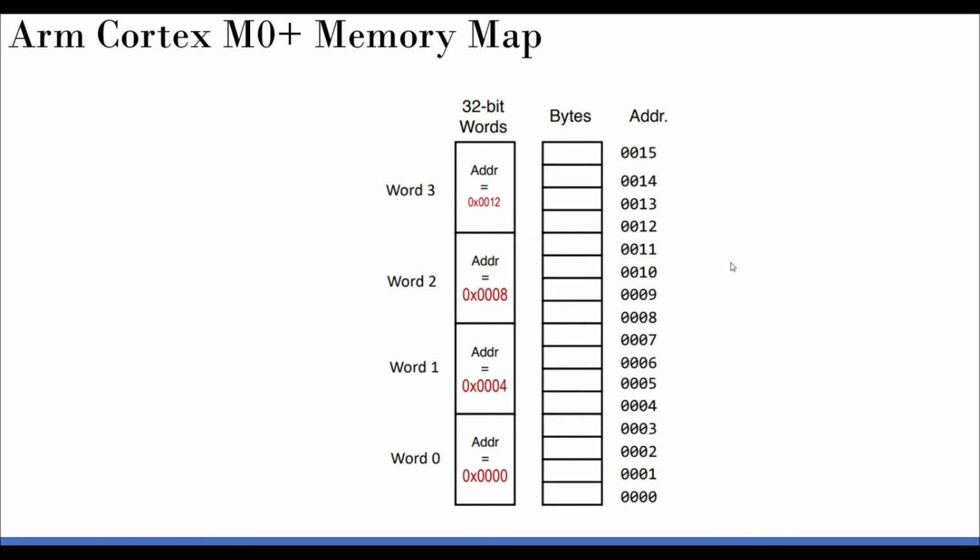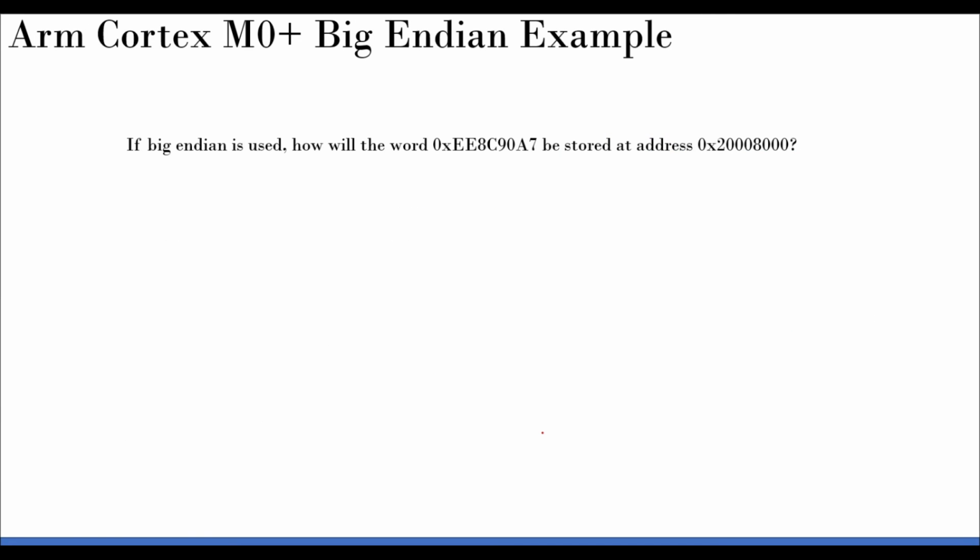Let's say this is actually following the little endian concept. Then how would the situation have been here? If it was following the little endian concept, then this would have been the MSB, the most significant byte of your data, and this would have been the LSB. And if it is big endian, it is just the reverse. So that's the concept. Okay, let's move on.